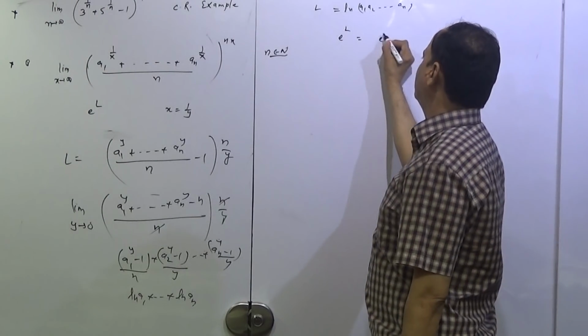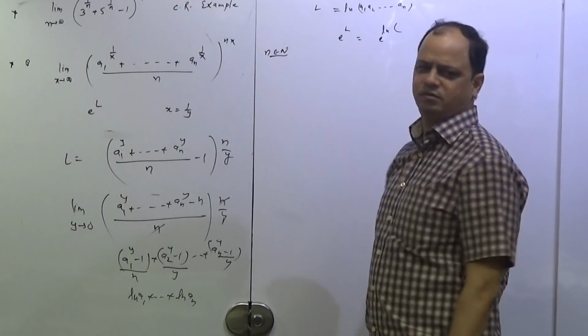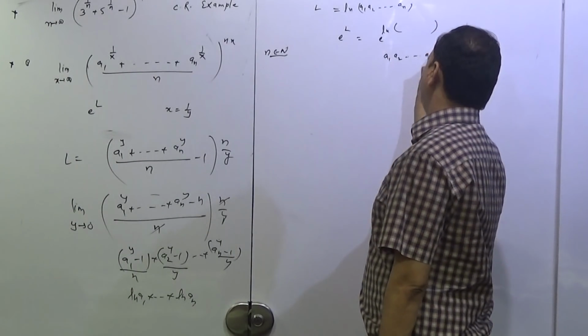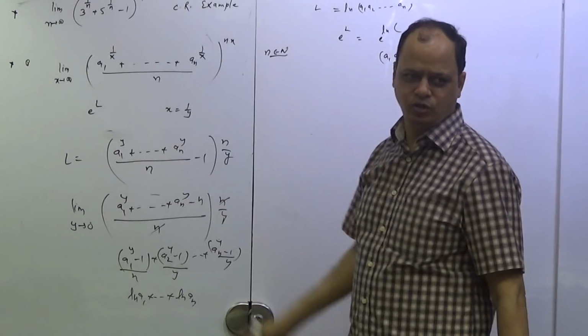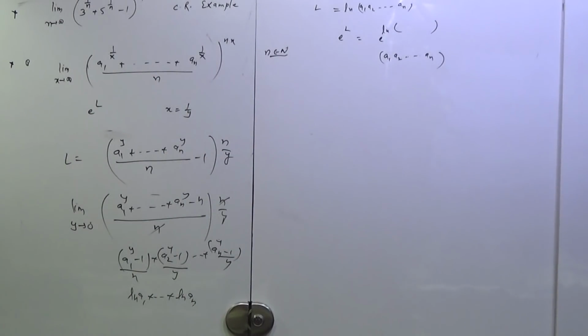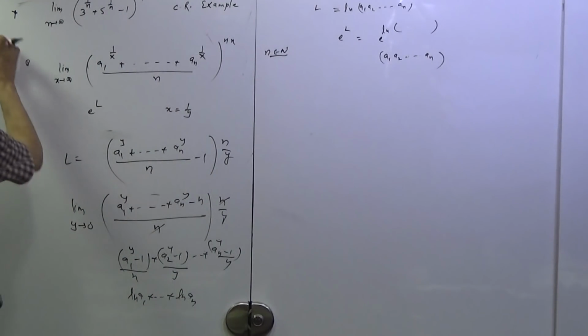e raised to the power ln of this product, which is actually a1, a2 up to an. I guess you have understood this. Yes, sir. In fact, you have solved it. Got it? Okay, fine. Look at the next question. It's a good question.